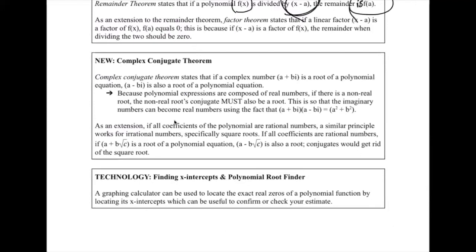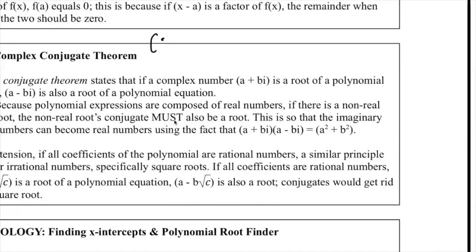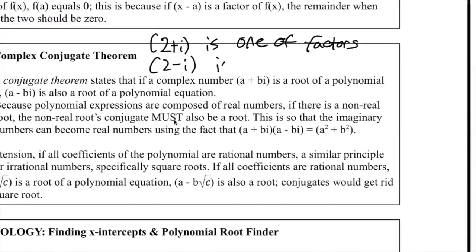Now let's learn about the complex conjugate theorem. The complex conjugate theorem states that if a complex number a plus bi is a root of a polynomial equation, a minus bi is also a root of the polynomial function. So for instance, let's say that the question tells us that 2 plus i is one of the factors, right? Then according to the complex conjugate theorem, 2 minus i is also a factor.